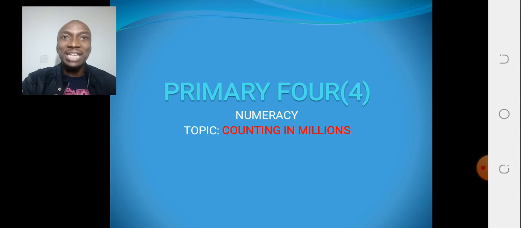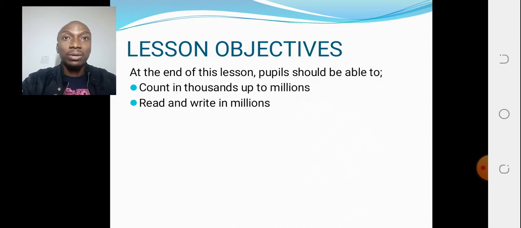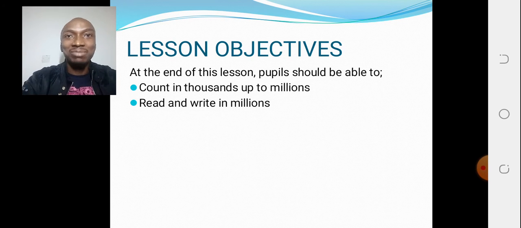Today we shall be looking at counting in millions. We are already familiar with counting in thousands, but today we want to begin counting in millions. But before that, let's look at some of the objectives of today's lesson. At the end of today's lesson, you should be able to count in thousands up to millions. You should also be able to read and write in millions.